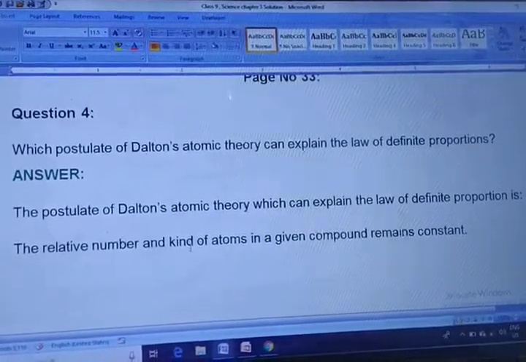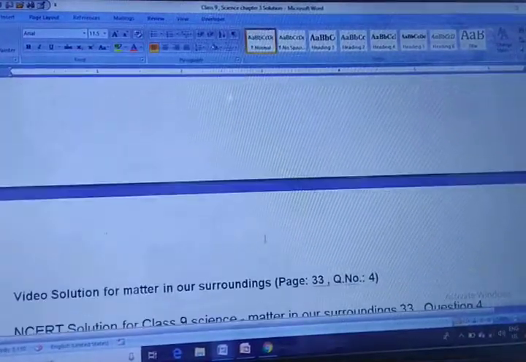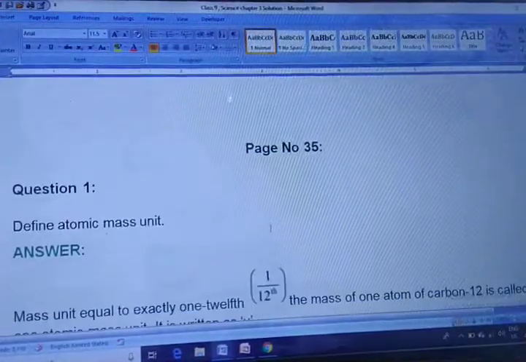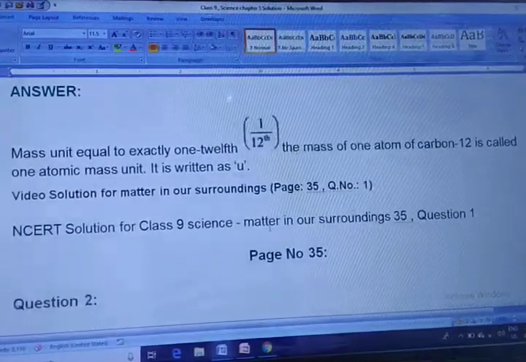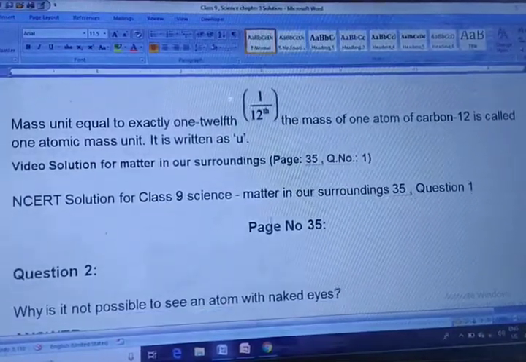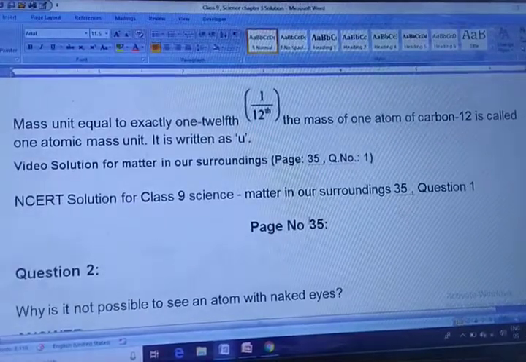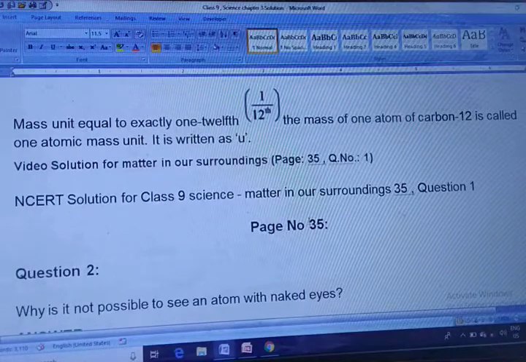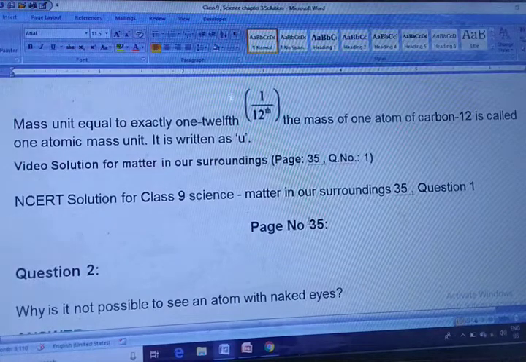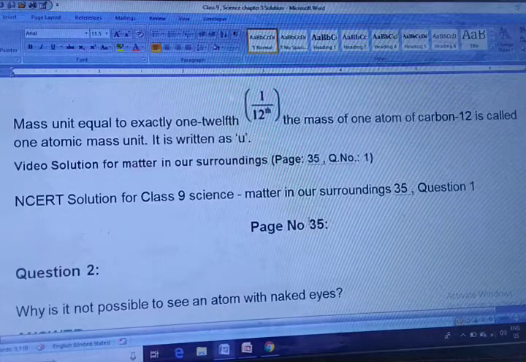Now we are moving towards the next question, question number 5. Define atomic mass unit. Very, very important question. The mass exactly equal to 1/12 the mass of one atom of carbon-12 is called 1 atomic mass unit. It is written as u.